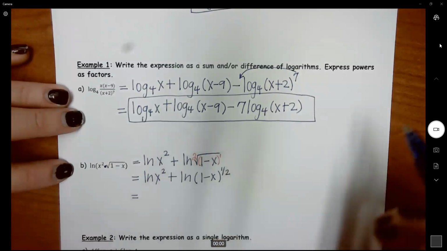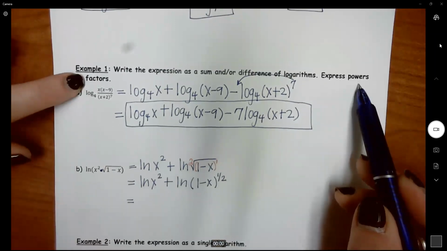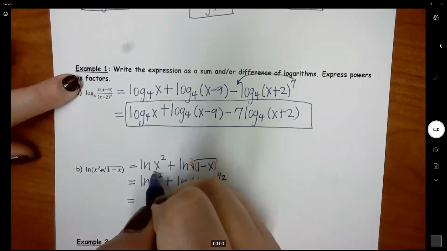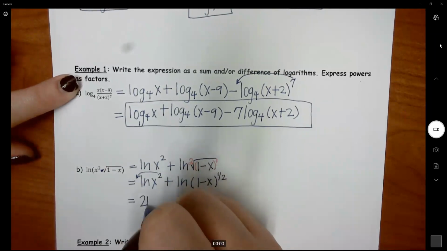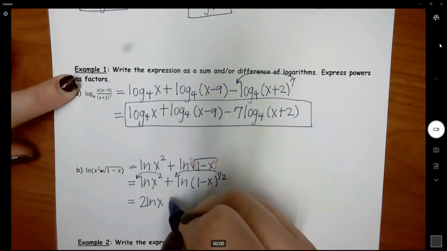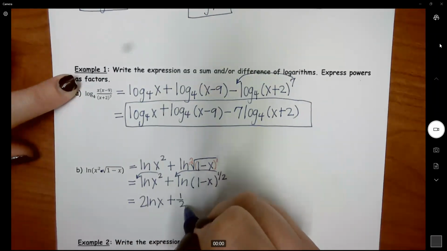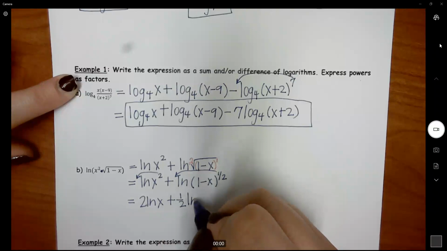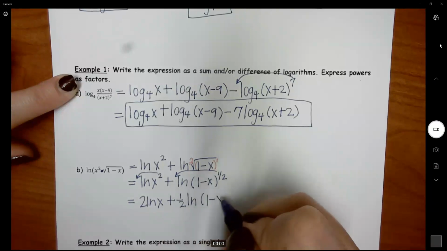So then lastly, again, express your powers as factors. So this 2 is going to come around to 2 natural log x, and this 1/2 is going to come in front. So plus 1/2 natural log of 1 minus x.